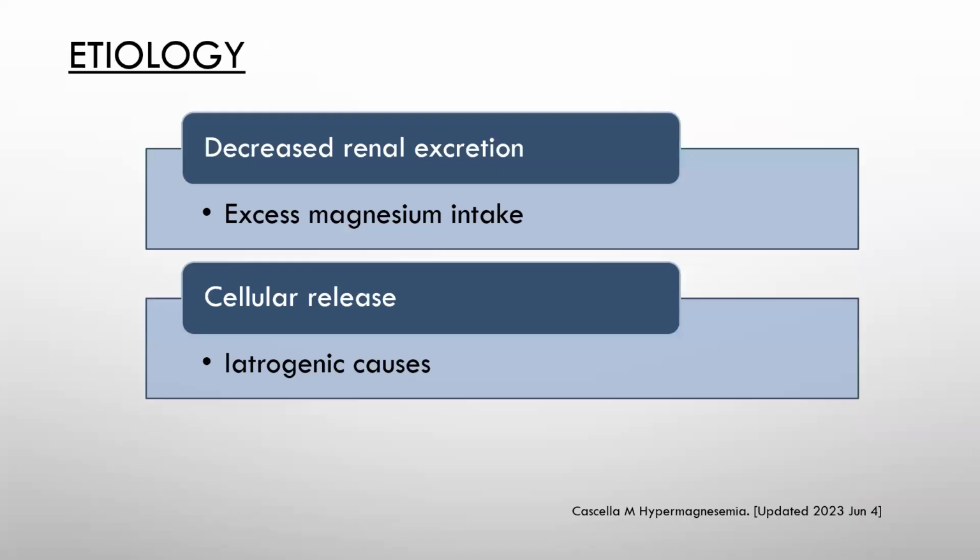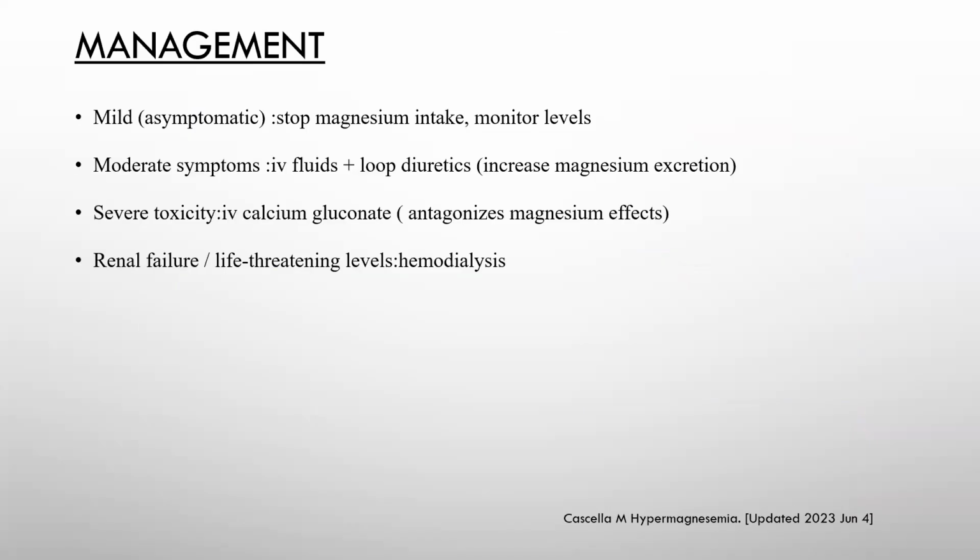It can be because of decreased renal excretion, excess magnesium intake, like in magnesium containing antacids or laxatives, or iatrogenically, we give magnesium sulfate in case of preeclampsia, and cellular release because of the tumor lysis or the rhabdomyolysis.